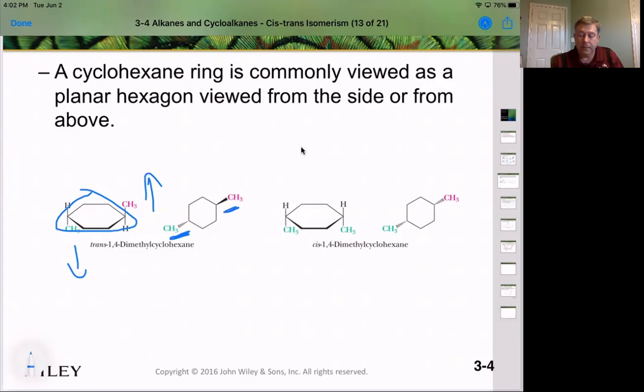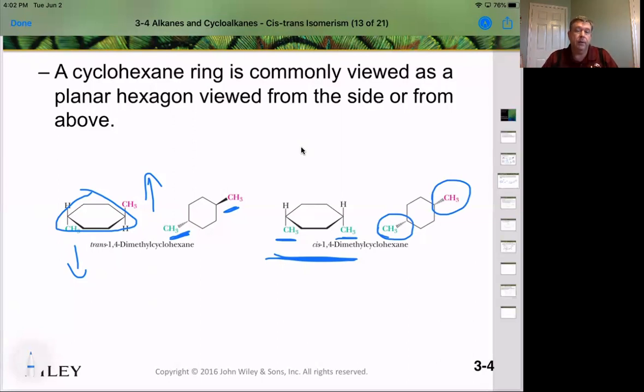Okay, so let's look at that other isomer, the cis isomer here. If we looked at it from the edge right here, we would see that the two methyl groups are on the same side of the flat ring. And again, we would indicate that by having the same type of wedges, either both dashed wedges, or they could even be both solid wedges if you flipped it over.